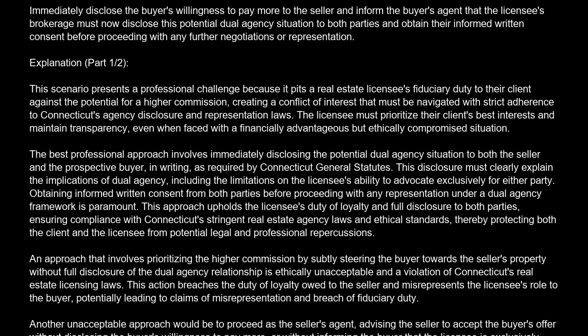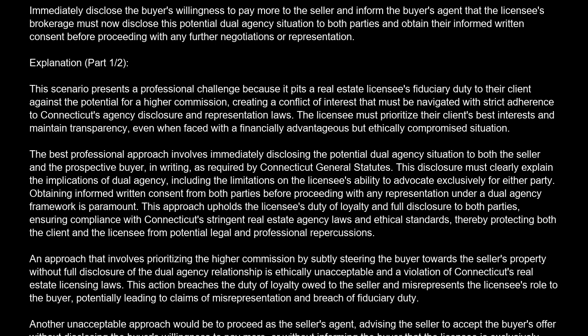Correct answer is C. Immediately disclose the buyer's willingness to pay more to the seller and inform the buyer's agent that the licensee's brokerage must now disclose this potential dual agency situation to both parties and obtain their informed written consent before proceeding with any further negotiations or representation. Explanation. This scenario presents a professional challenge because it pits a real estate licensee's fiduciary duty to their client against the potential for a higher commission, creating a conflict of interest that must be navigated with strict adherence to Connecticut's agency disclosure and representation laws.